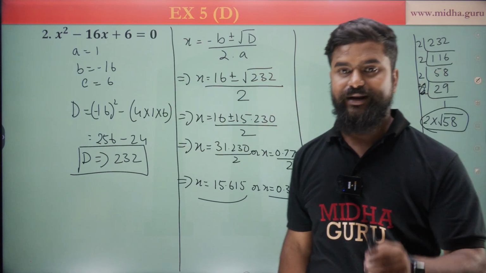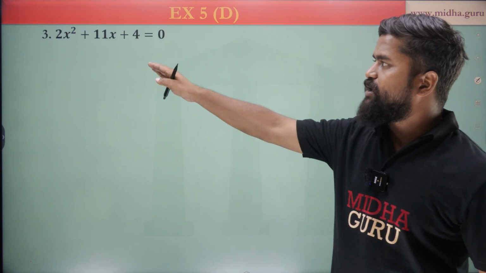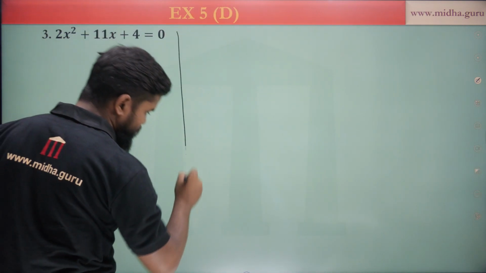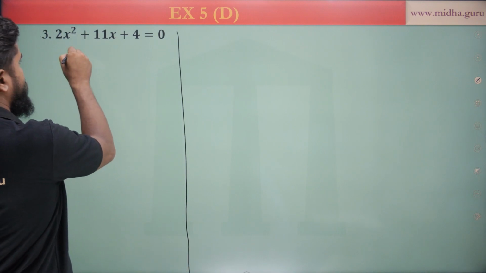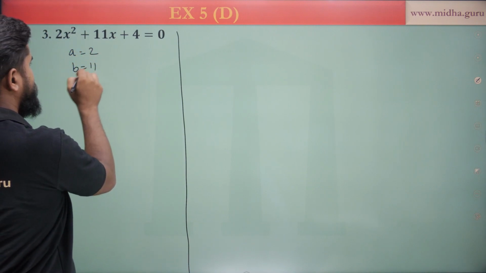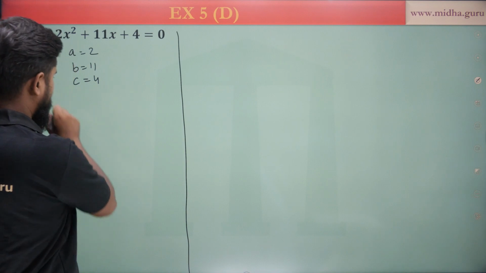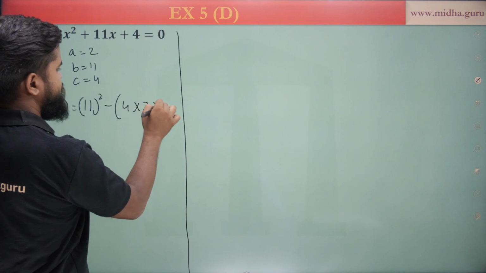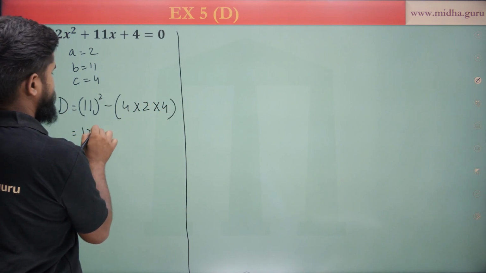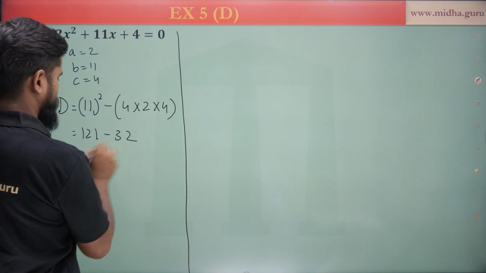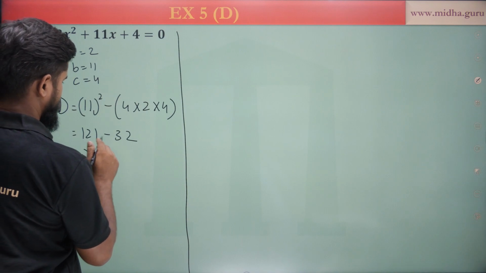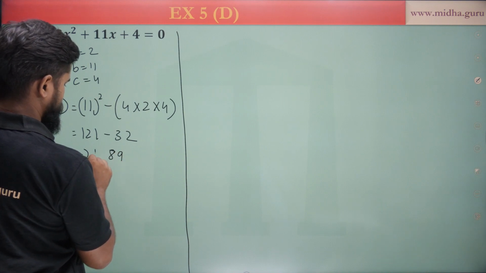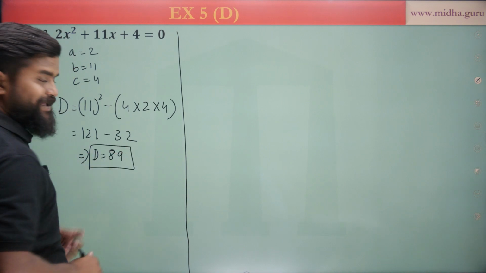Okay, let's move on to the next equation. The next equation says 2x square plus 11x plus 4 is equal to 0. Now, a is equal to 2, b is equal to 11 and c is equal to 4. So calculating the discriminant is 11 squared minus 4 times a into c. So we have 121 minus 4 into 8, which is 32. So 121 minus 32 is 89. So the discriminant is equal to 89.